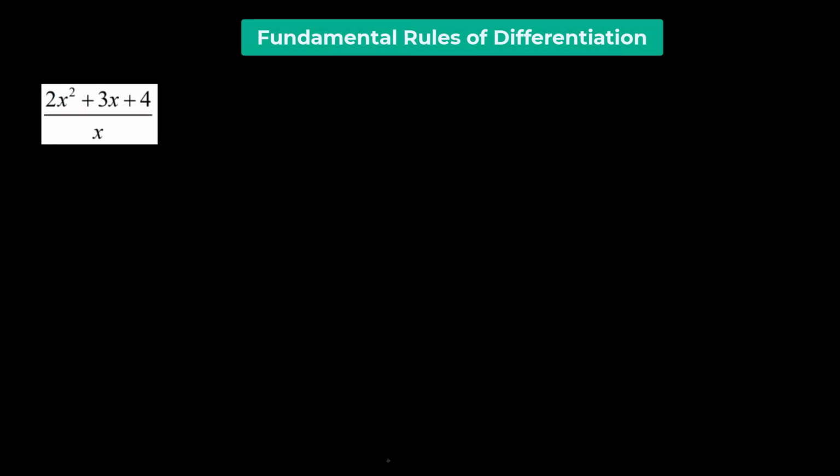So we need to find the derivative of the given function. Before finding the derivative, we are going to separate the terms in the numerator. That means we can rewrite it as 2x squared divided by x, which will be the first term. The second term will be thrice x over x, and the third term is 4 over x.